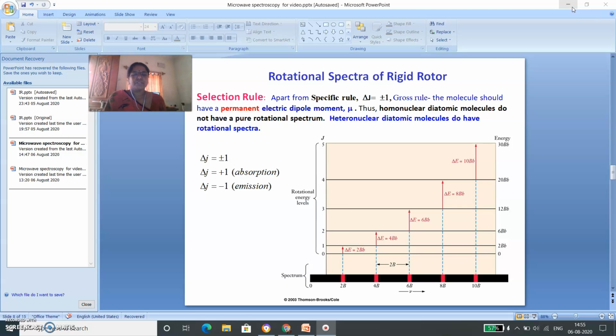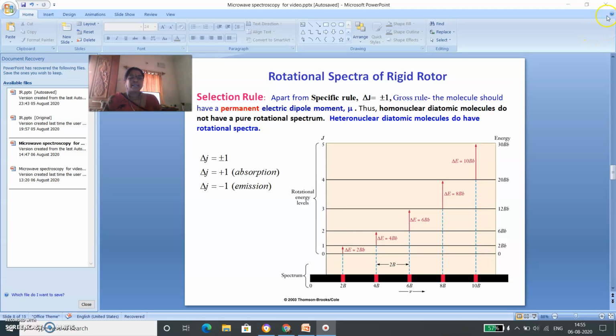In my last video lecture, I explained the selection rule for the rigid rotor, which is delta J equal to plus or minus 1. As I said, the difference between any two successive energy levels gives only 2B. Hence the lines are equally spaced.